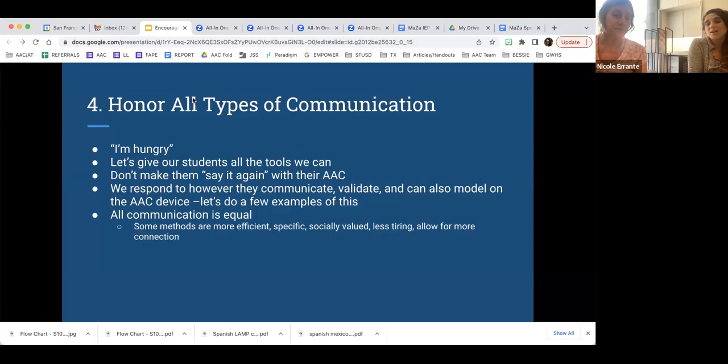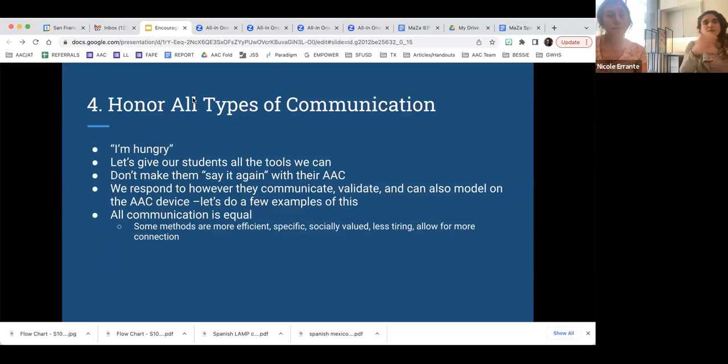I think sometimes it's okay to wait. If they're really upset and you know what they want, just do it. Then when things have calmed back down, you can come back and say, hey, you did this and I knew that's what you wanted. Let me model how to do it on the device.